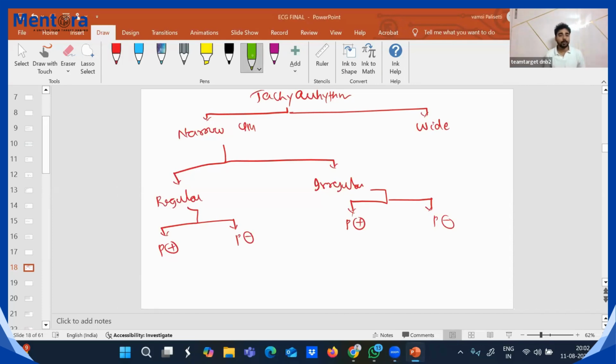P wave is also present. Mostly your diagnosis is sinus tachycardia. That's sinus tachyarrhythmia. Nothing to do much. Because of anxiety, fever or pain, all these things will cause your sinus tachyarrhythmias. Nothing to worry, and correct the underlying cause. Right? If it's narrow and P wave is absent, that is your paroxysmal supraventricular tachyarrhythmia, PSVT, very, very important. Right? And as I discussed already, PSVT includes AVNRT and AVRT.